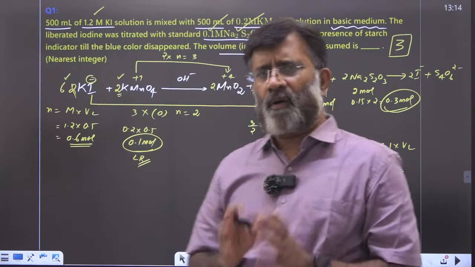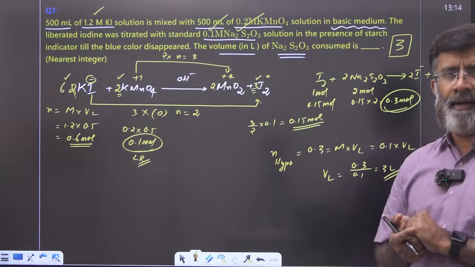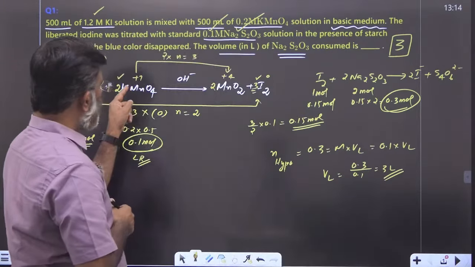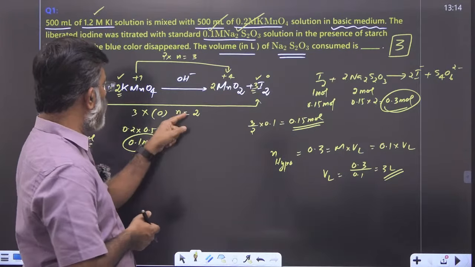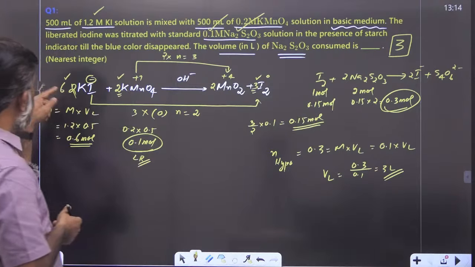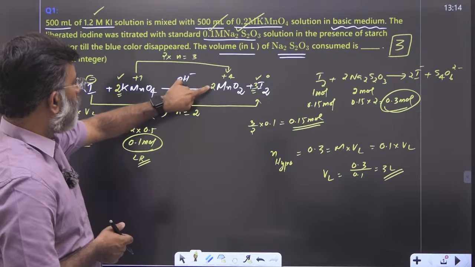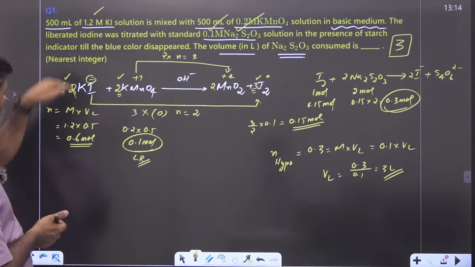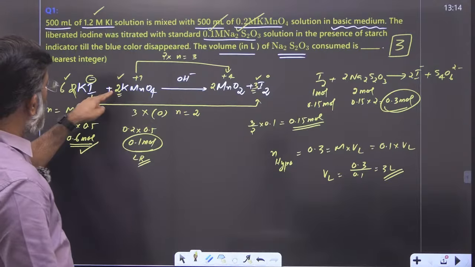Otherwise, normally what we do is based on the redox titration reactions. This is the reaction. Permanganate +7 to +4, n factor 3, I minus to I2, n factor 2. Cross multiply that, you get 6 mole reacting with 2 mole, you get 2 mole and 3 mole. Here molarity into volume in liter gives 0.6 mole. For 0.6 mole, how much is needed here?